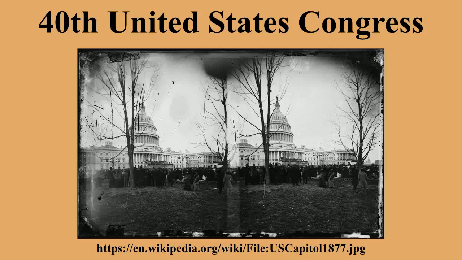The 40th United States Congress was a meeting of the legislative branch of the United States federal government, consisting of the United States Senate and the United States House of Representatives. It met in Washington, D.C. from March 4, 1867 to March 4, 1869, during the third and fourth years of Andrew Johnson's U.S. presidency. The apportionment of seats in the House of Representatives was based on the 8th census of the United States in 1860. Both chambers had a Republican majority.